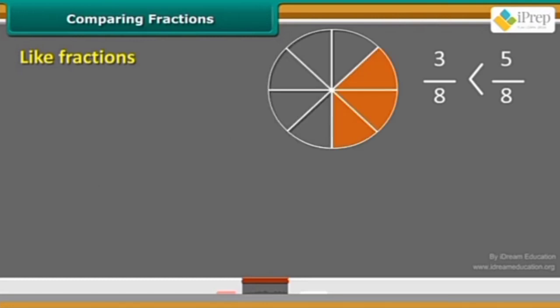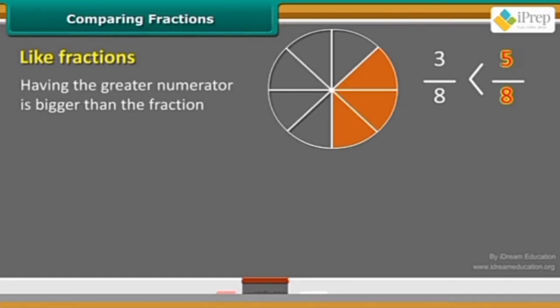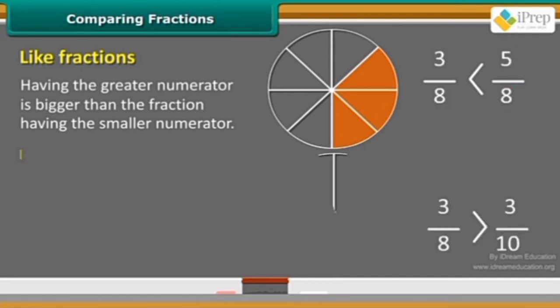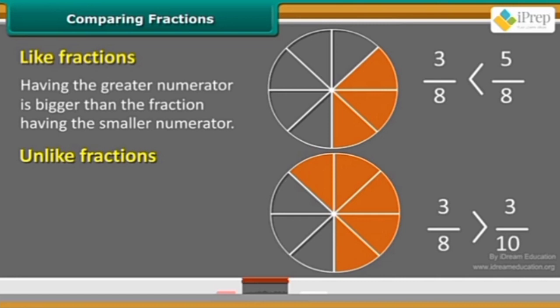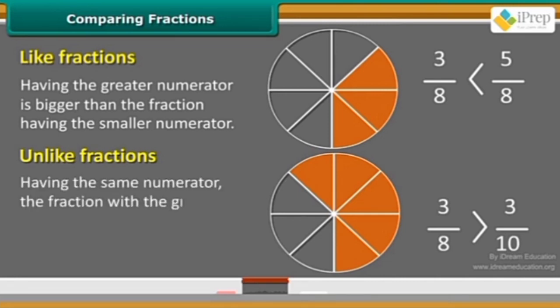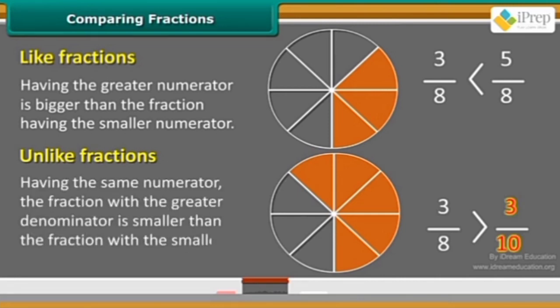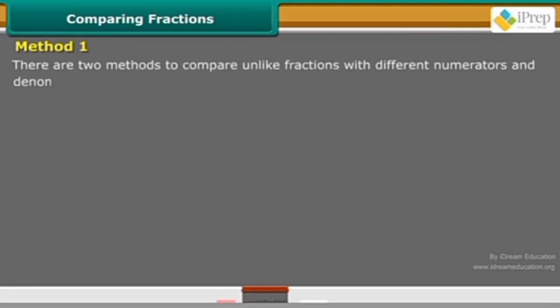Fractions. The fraction having the greater numerator is bigger than the fraction having the smaller numerator. In case of unlike fractions having the same numerator, the fraction with the greater denominator is smaller than the fraction with the smaller denominator. Method 1. There are two methods to compare unlike fractions with different numerators and denominators.